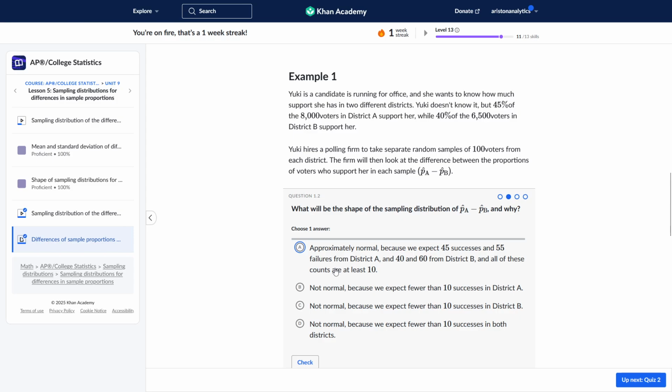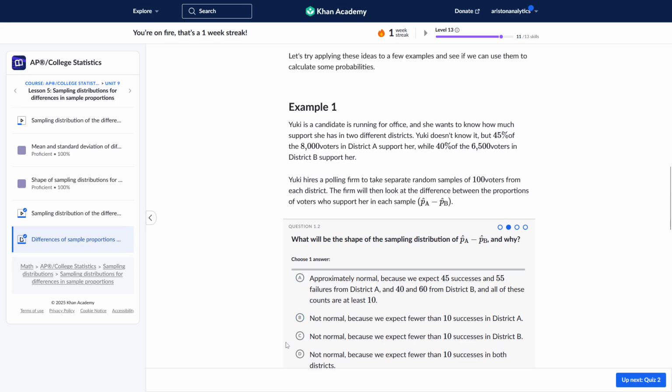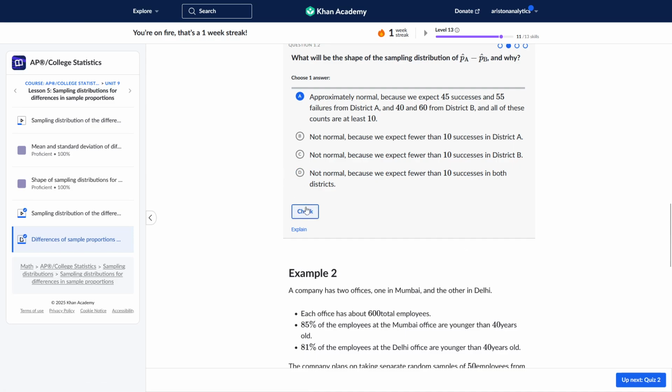It's going to be approximately normal. 0.4, 140, and then 0.45, it's a bit higher. Keep, yep.